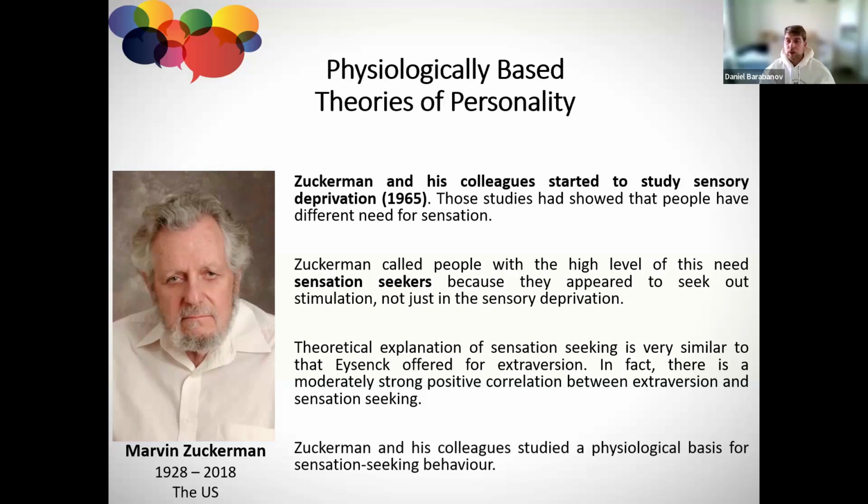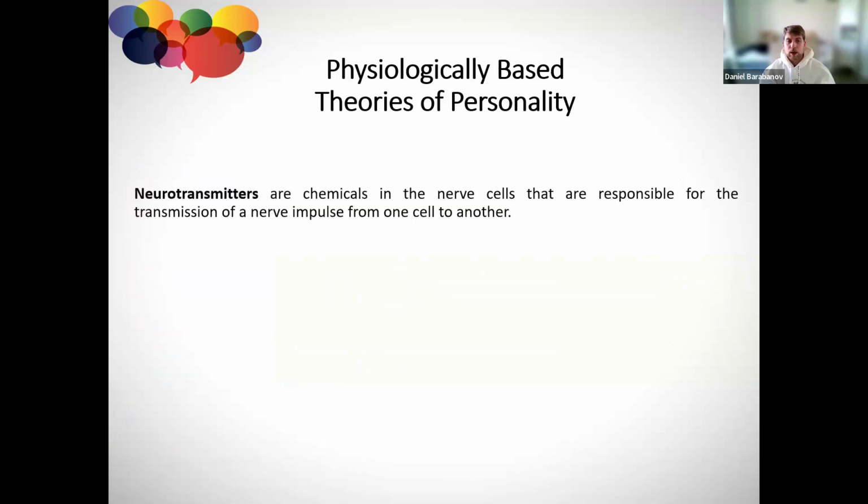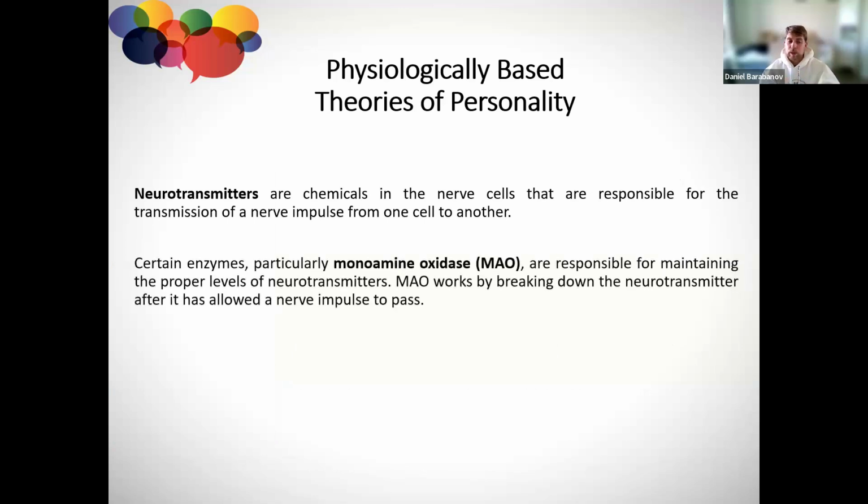So Zuckerman tried to find this physiological basis for high sensation seeking. And they came to the conclusion that it's connected to neurotransmitters. Neurotransmitters are chemicals in the nerve cells which are responsible for transmission of a nerve impulse or message from one neuron to another. Certain enzymes, particularly MAO, are responsible for maintaining the proper level of neurotransmitters. MAO works by breaking down the neurotransmitter after it has allowed a message to pass.